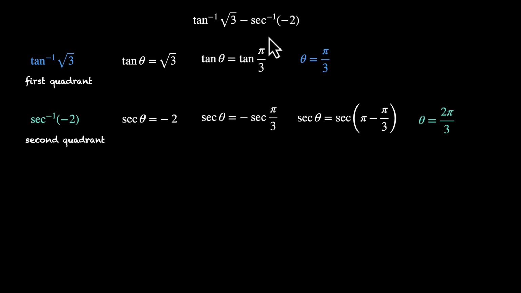Now we need to subtract. This minus this is equal to pi by 3 minus 2 pi by 3. That's going to be equal to minus pi by 3.